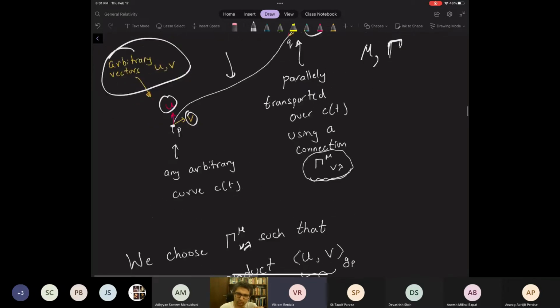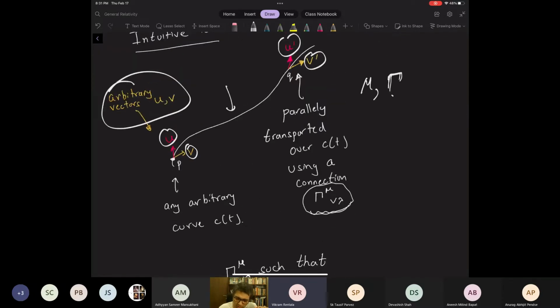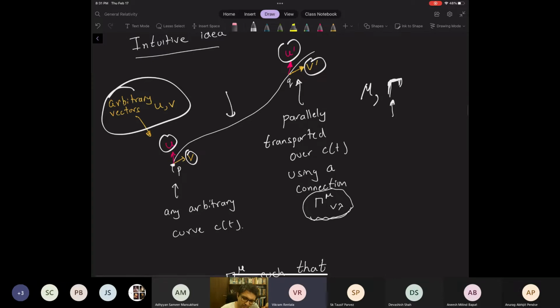Now, what I want to do is choose a connection such that, once I have a metric, I can define a dot product of these two vectors. I can define a notion of an inner product of two vectors. This is not possible if you don't have a metric on the space. Then you can only define the inner product of dual vectors and vectors. But now with a metric, you can define a dot product of two vectors.